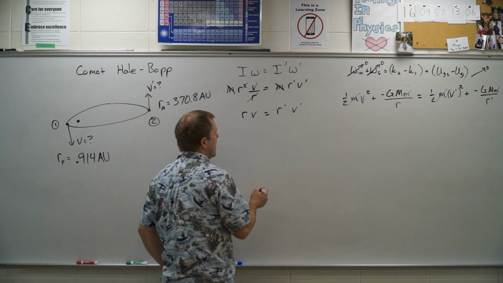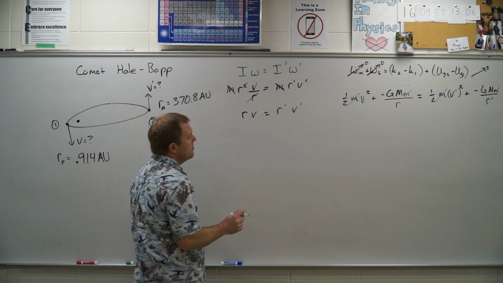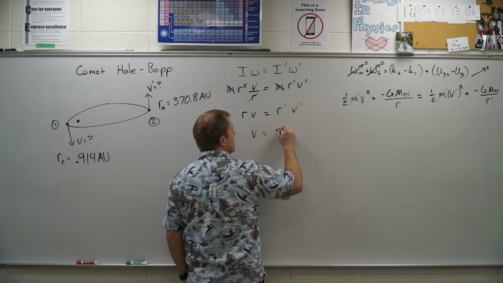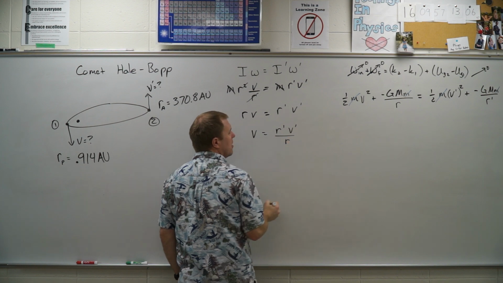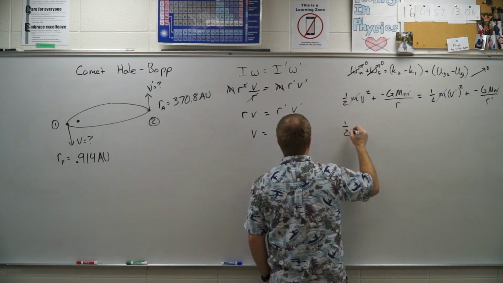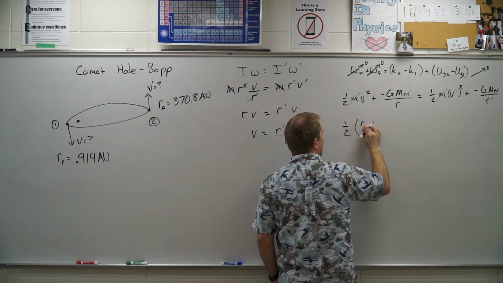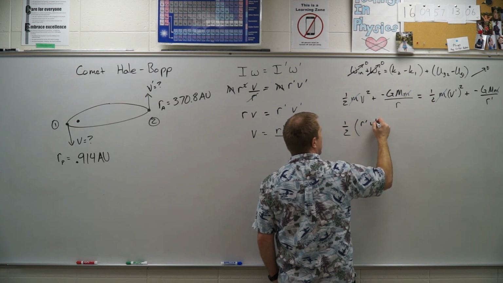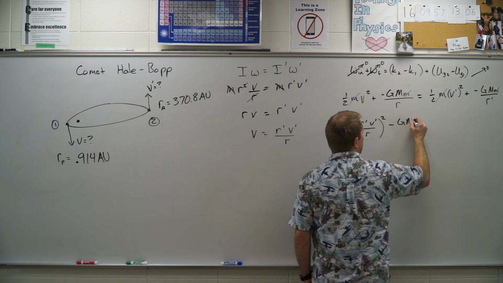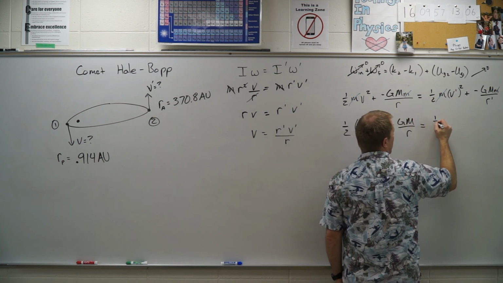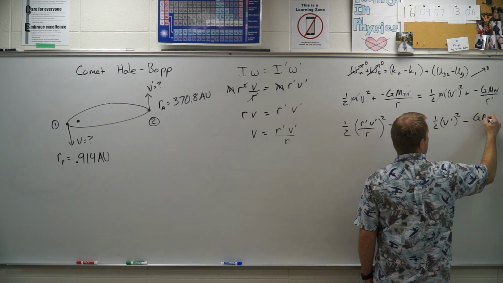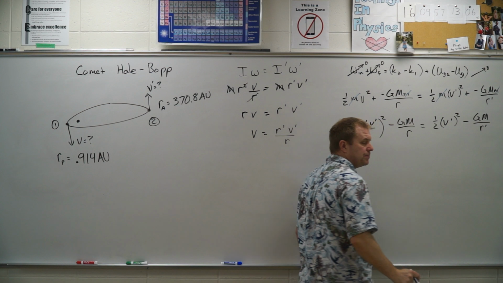So let's go ahead and solve for V first. I end up with V equal to R prime V prime divided by R. Plug that value in over here. So now I have 1/2 times the quantity R prime V prime divided by R, squared, minus big G, big M over R, equals 1/2 V prime squared minus big G, big M over R prime.